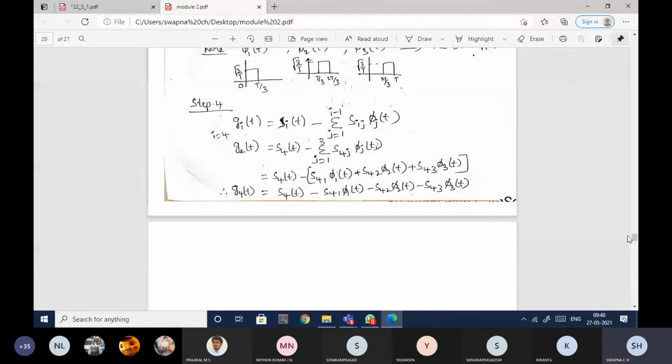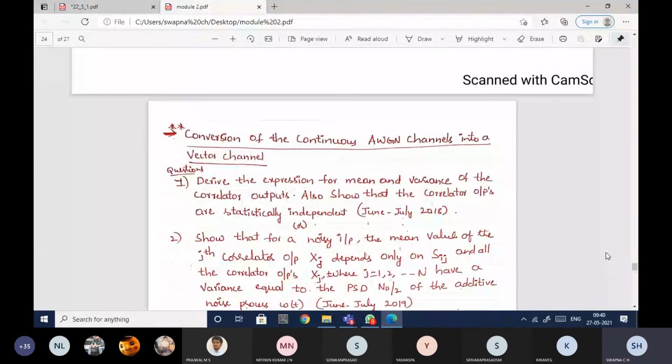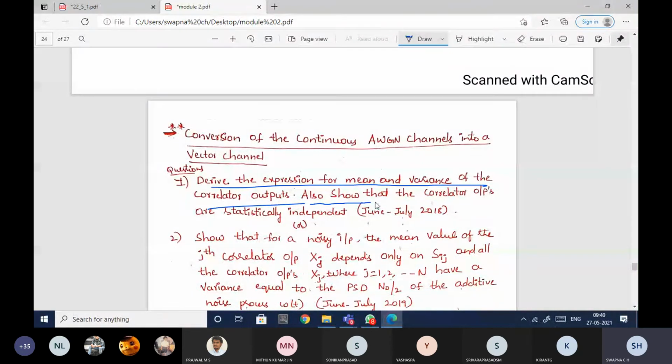Now see, derive the expression for mean and variance of the correlator outputs. That is what we have seen until now. In the same question, they have also added: show that the correlator outputs are statistically independent. So this also we need to do. We have done only this part. This part also we have to do.